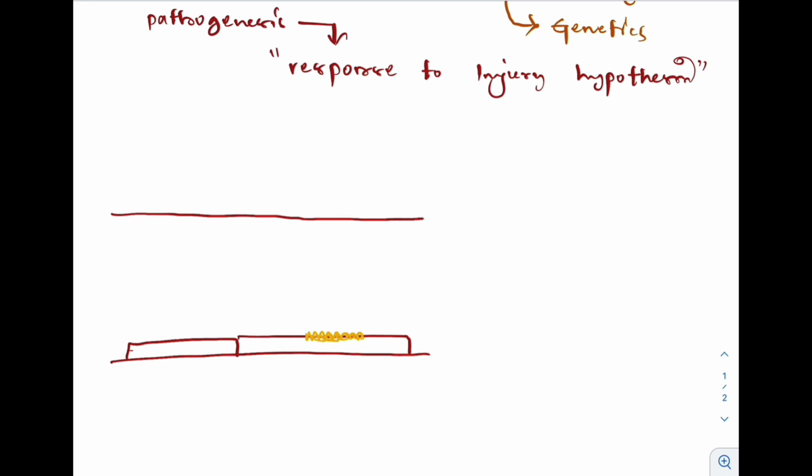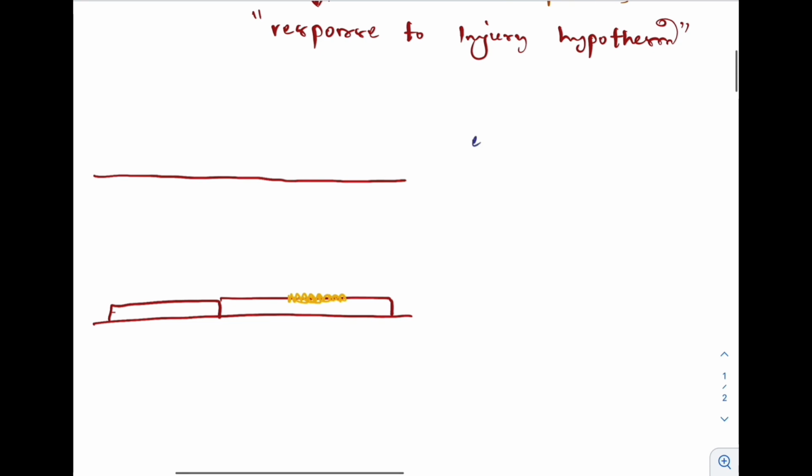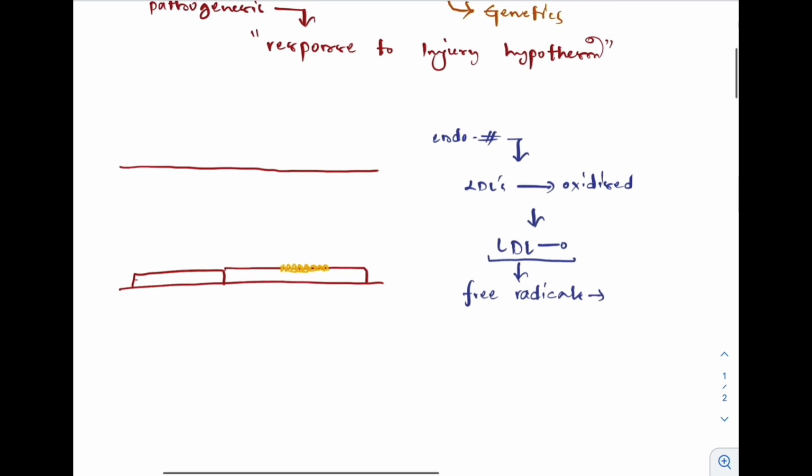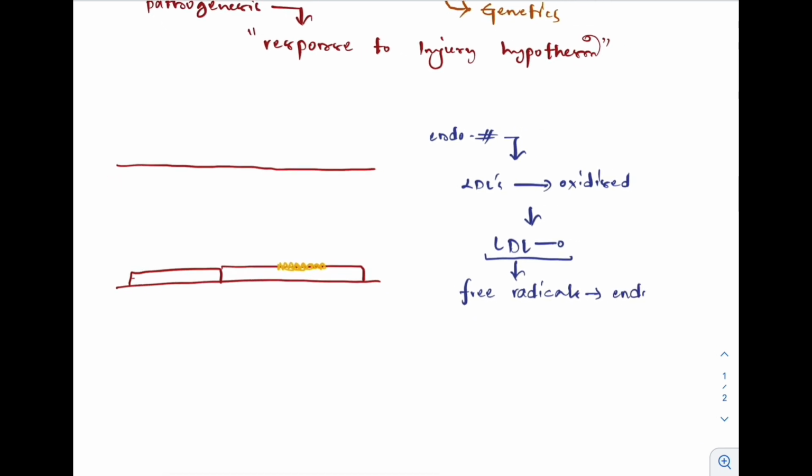So what happens when the endothelium is damaged? Within the blood vessels, a lot of LDLs are present. All these LDLs will get oxidized to form oxidized LDL. These oxidized LDLs are very dangerous because they are free radicals, and these free radicals will further damage the already damaged endothelium.